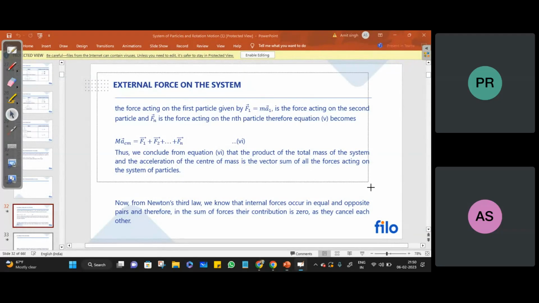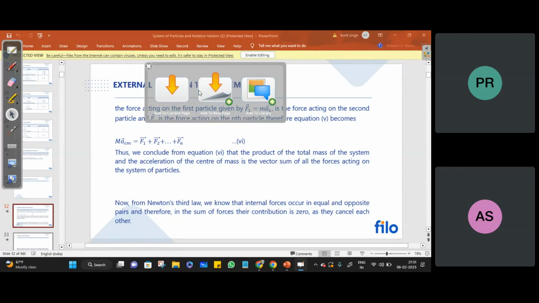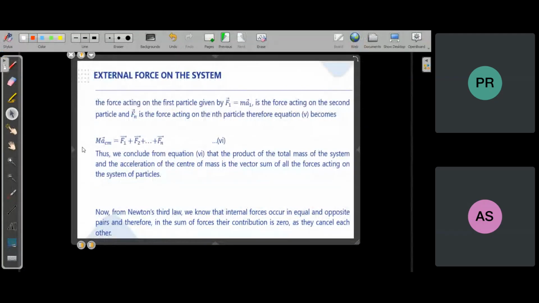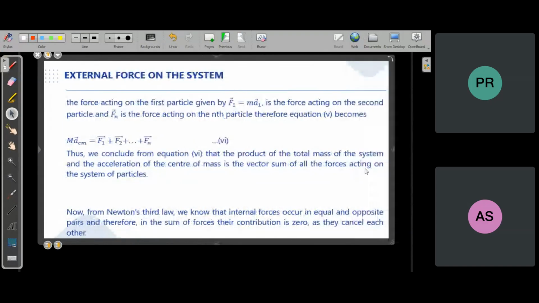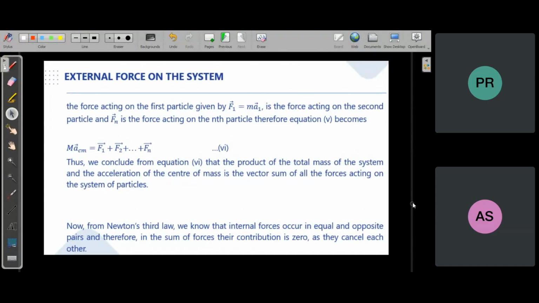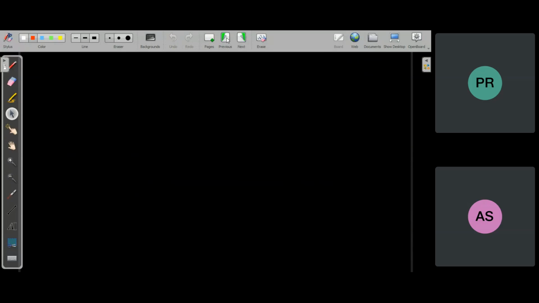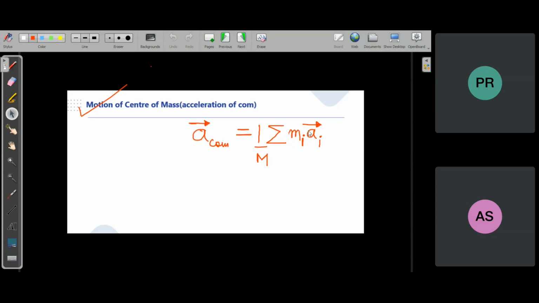Now here you can see external force on the system. Here you have to understand that suppose there are n particles in a system, and just now you have seen that a_CM is equal to summation mi ai upon M. Now from here, can I write that total mass of the system, if I cross multiply, total mass of the system multiplied with acceleration of the center of mass is equal to summation mi ai. Now see, this is where the second law is coming.